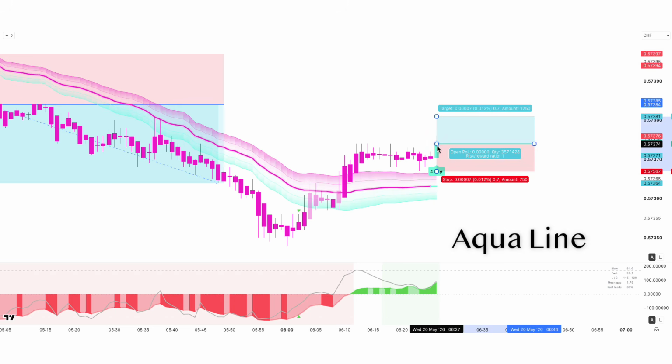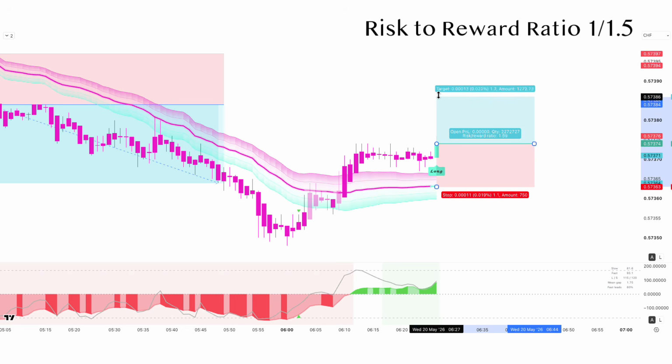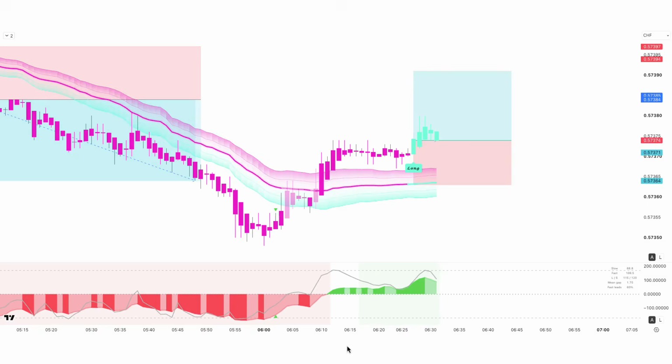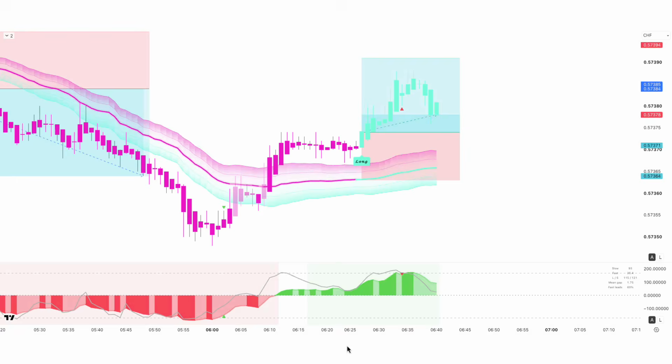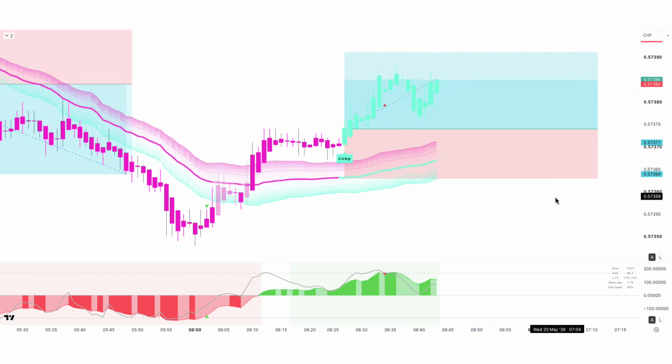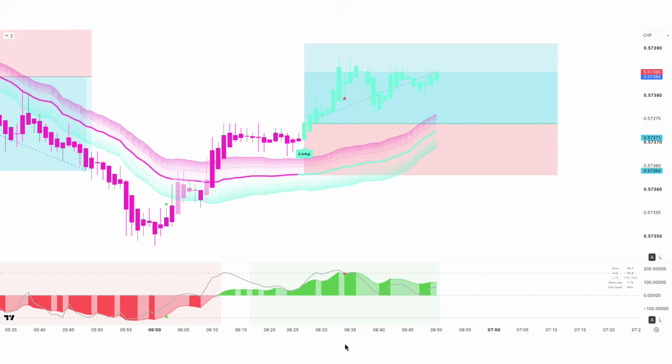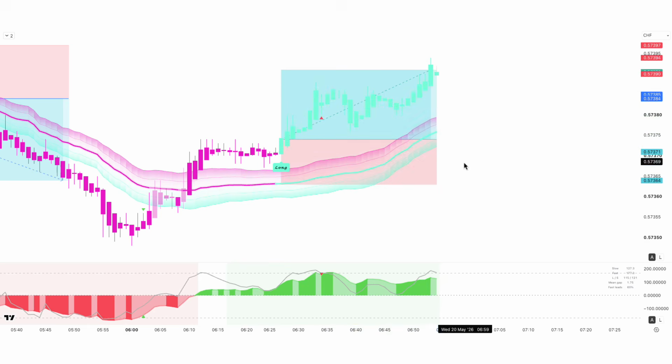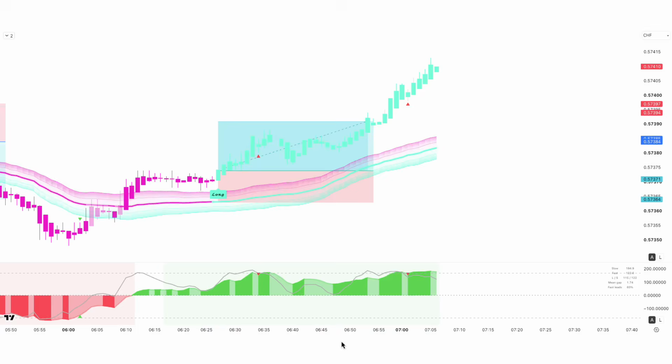Our stop loss is to be placed at the aqua line, and the risk-to-reward ratio will be 1:1.5. Let's see what happens to our trade. Our trade is running in profit. We have won the trade. Let's find the next trade.